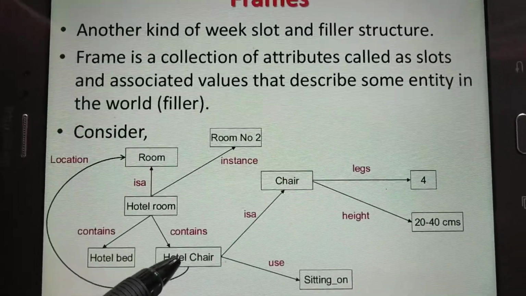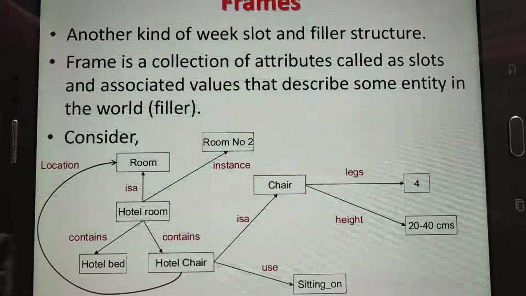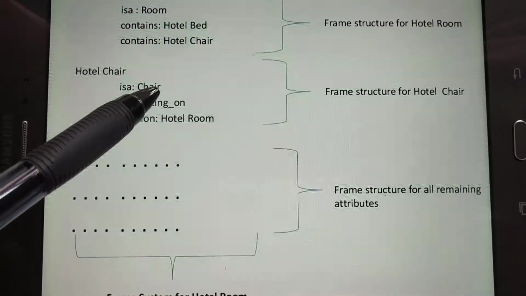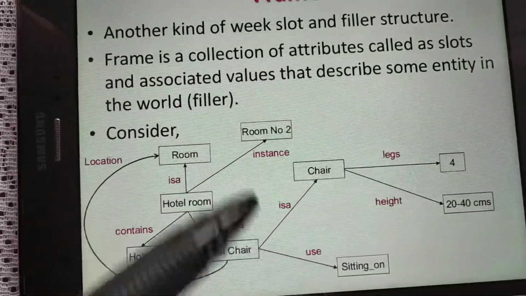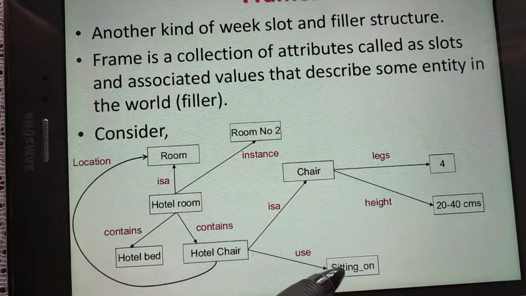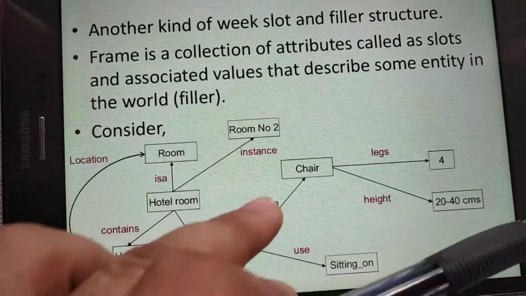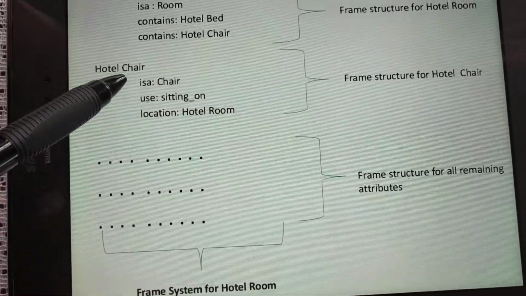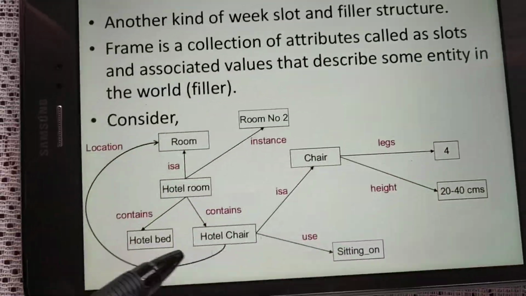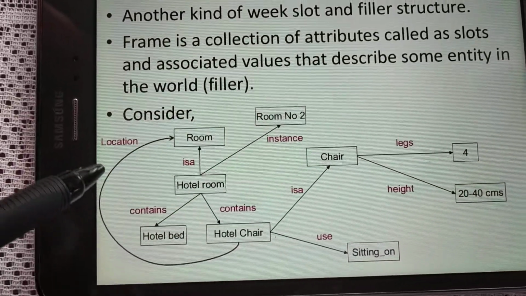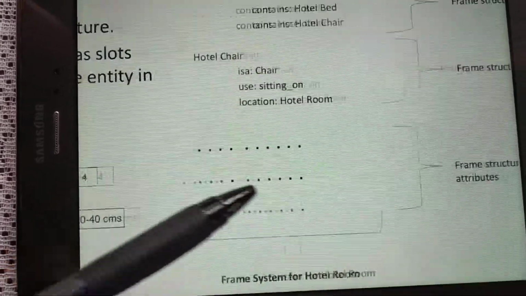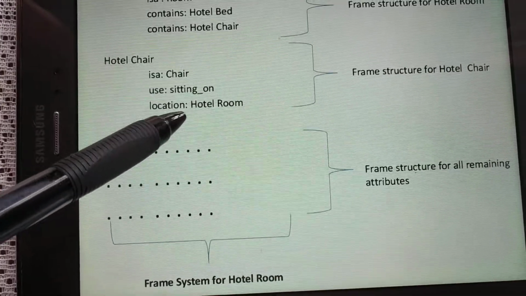First of all, hotel chair is a chair. Other attributes of hotel chair is use. Hotel chair's use is sitting on, right? And the third attribute of hotel chair is the location. The hotel chair's location is the room.